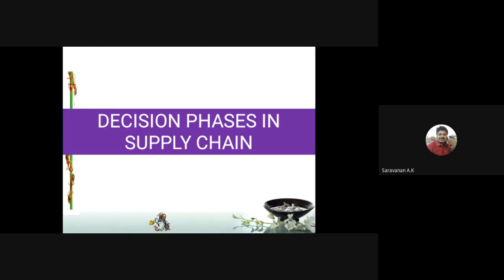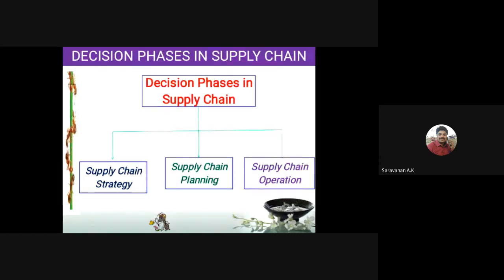So the decision taken at the right time in the supply chain is what takes the supply chain to the success path or to the failure path. This is what we are going to discuss. In the supply chain decision phases, there are three elements: supply chain strategy, supply chain planning, and supply chain operation. There are three things, and these are the decisions. This is what we are going to discuss in the next topics.